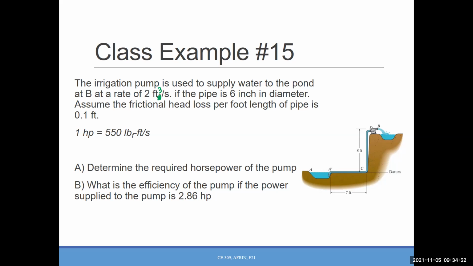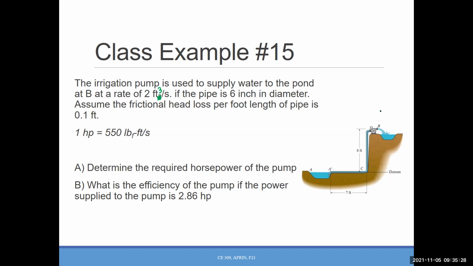If the pipe is 6 inches in diameter, assume the frictional head loss per foot length of pipe is 0.1 feet. Okay, thank you very much. So basically, we have a pump here, which is supplying water to an irrigation field or something like that. For irrigation, obviously, there is a huge requirement for water, and if the water is not readily available, they pump it from some other place, right? So this is something like that.